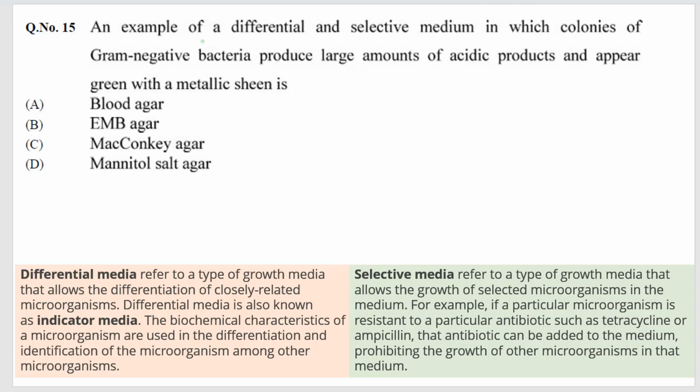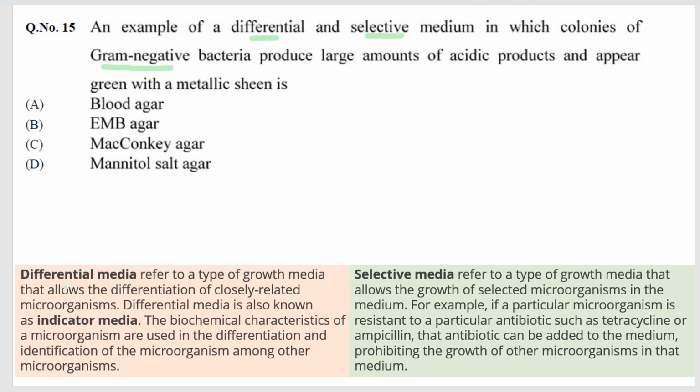They are asking for an example of a differential and selective medium in which colonies of gram-negative bacteria produce large amounts of acidic products and appear green with a metallic sheen. So first we have to know what a differential medium is and what a selective medium is.